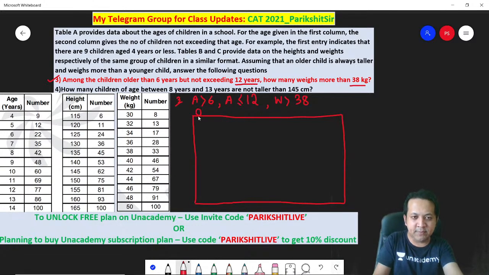So let's assume that the 100 children are standing in a queue, roll number wise. So roll number 1 to the last roll number, 100.